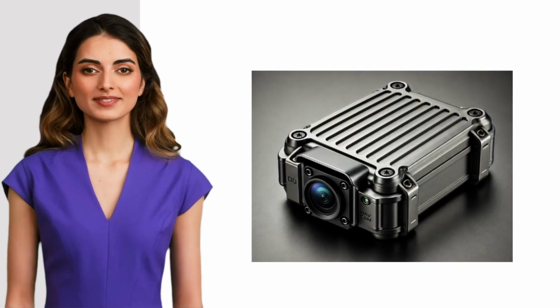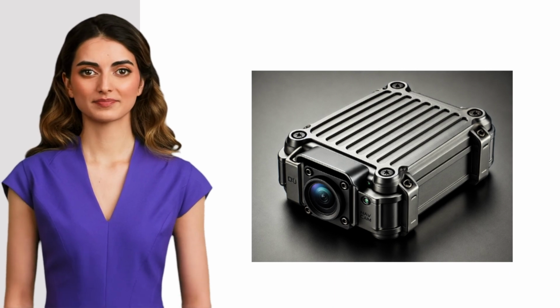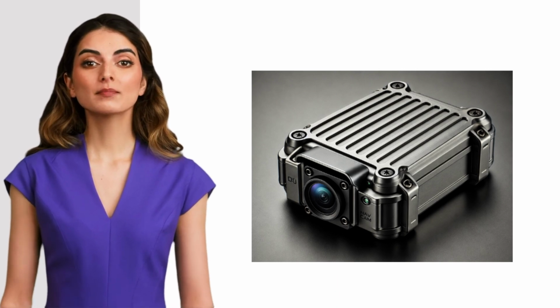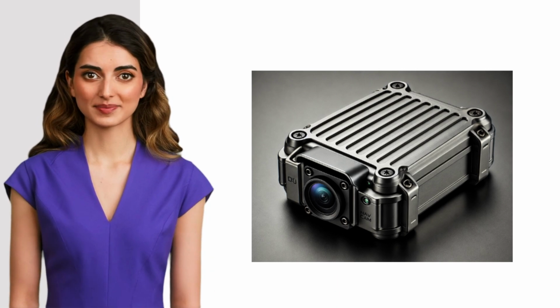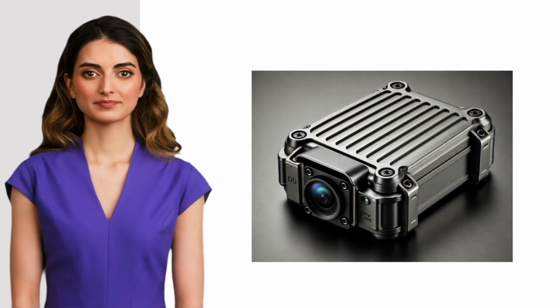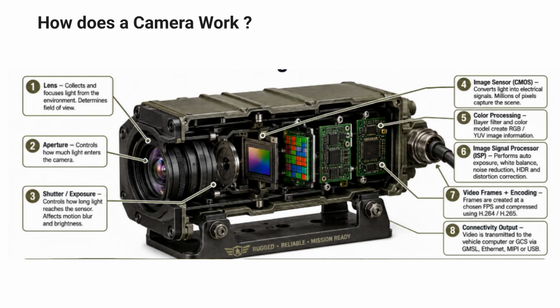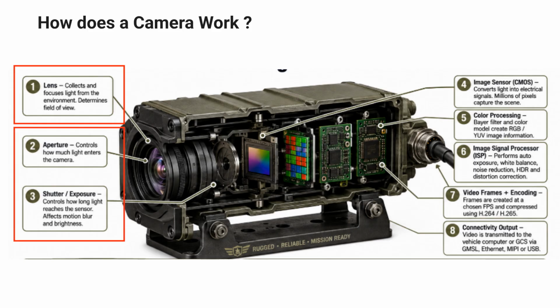Before we start, let us understand how a camera really works. We will go through the building blocks of a navigation camera next. A navigation camera works by converting light from the environment into a digital video stream. First, the lens collects and focuses light, while the aperture and shutter control how much light reaches the sensor and for how long.